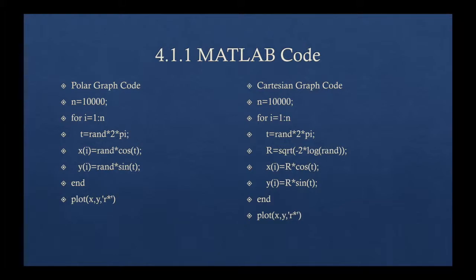And then for the Cartesian points, it's the same, but the only difference is that instead of it being random times cosine and random times sine of theta, you do an inversion, which equals the square root of negative 2 times log of the random number, which does the inversion, so the polar coordinates turn into Cartesian points, and then you graph that.